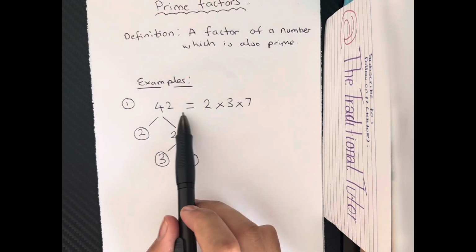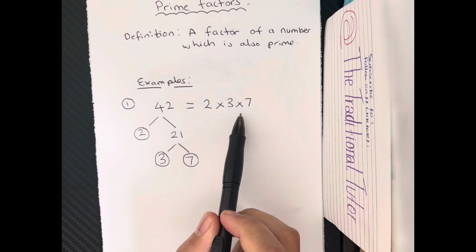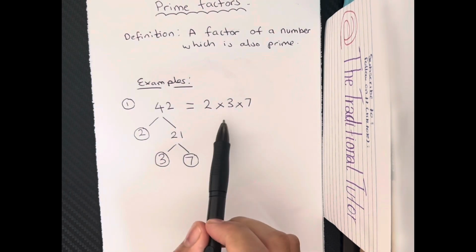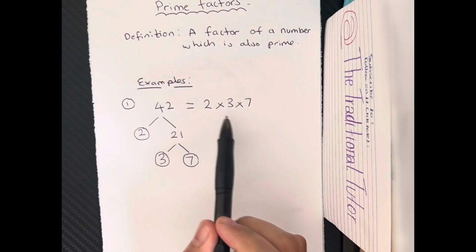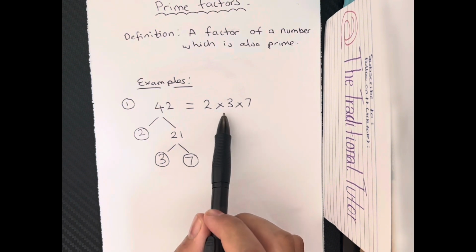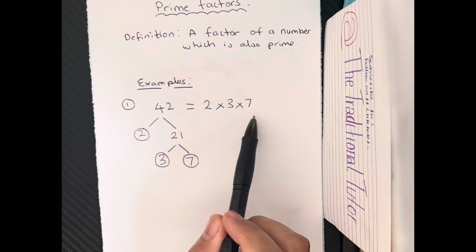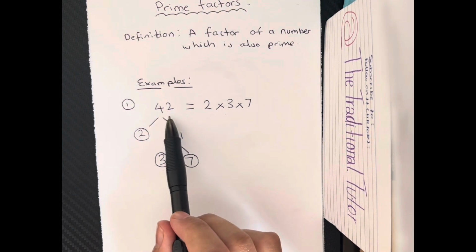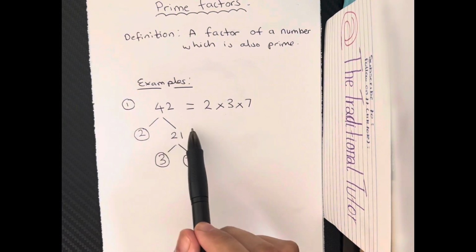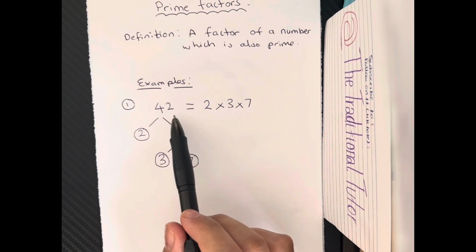Okay, so I can express 42 as 2 times by 3 times by 7. Okay, and these are all of its prime factors. We can check that we've done it correctly. If we do 2 times by 3 times by 7, does it give me 42? Well, let's check. 2 times by 3 gives us 6. 6 times by 7 does give us 42. So therefore we know we've actually decomposed 42 correctly into its prime factors.